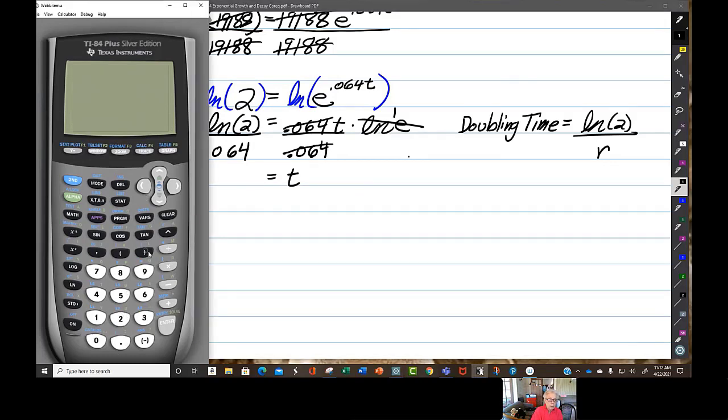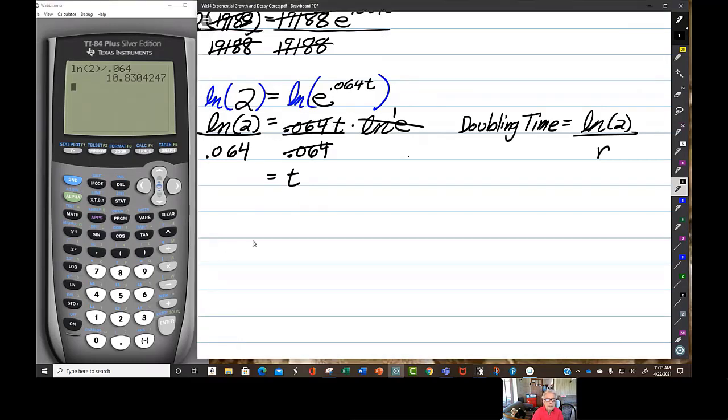The ln of 2, and turn on your calculator. The ln of 2, close your parentheses, divided by 0.064, enter. And this is what I get. And we're supposed to round this to the nearest whole number of years. The 8 is going to cause the 0 to go up to a 1, so this will be about, really close to this time, 11 years. So I won't quibble with 11 years.